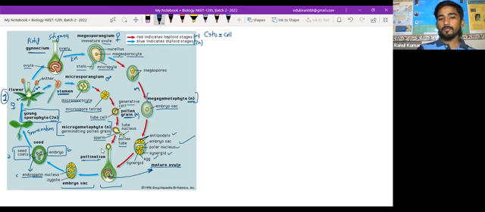So even if you cannot make the complex structures, just write the name, and please make this flowchart right now in your copy. I'm giving you 4-5 minutes. Note it down and let me know when you have noted it down.